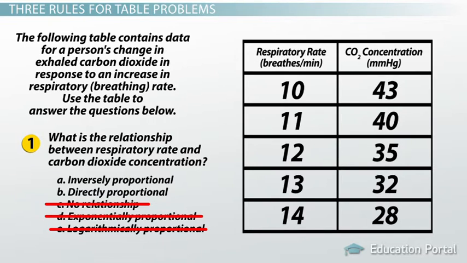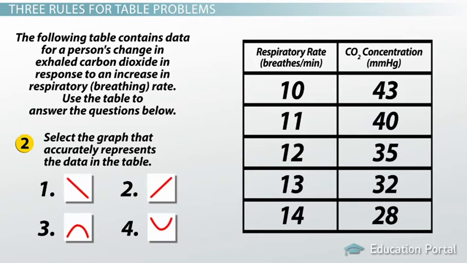So is the relationship between breathing rates and carbon dioxide directly proportional or inversely proportional? In a direct relationship, both variables increase or decrease together. In an inverse relationship, one variable increases while the other decreases. That's the type of relationship we have, so that means A is our answer. The second question in this problem asks us to identify the line graph that accurately represents the data in the table. We're given 4 different choices.